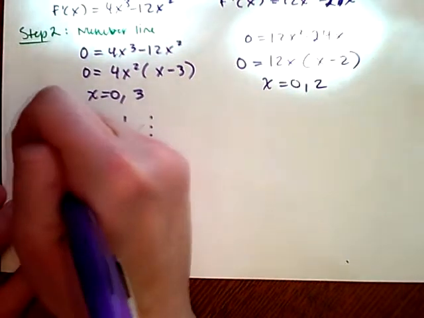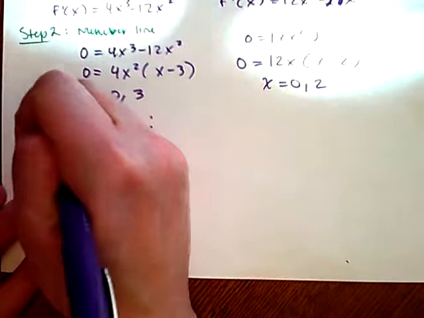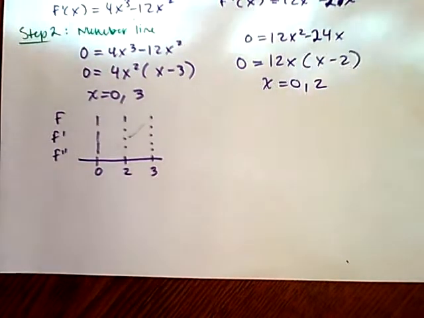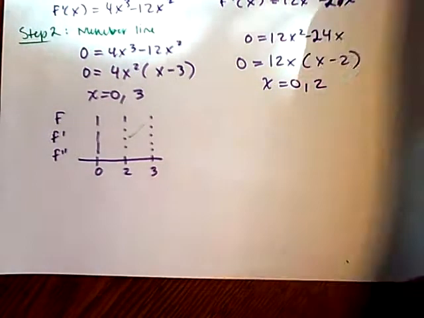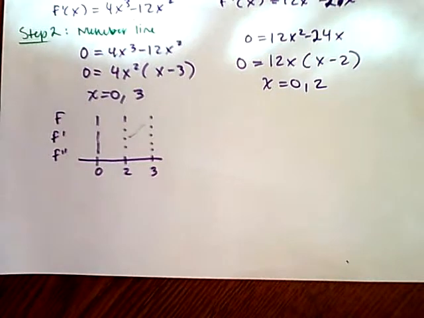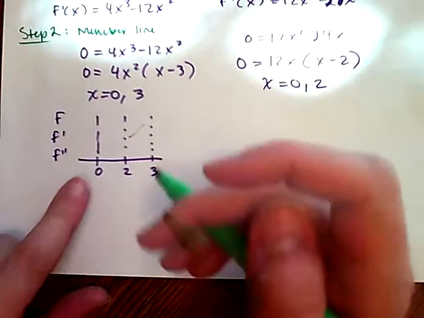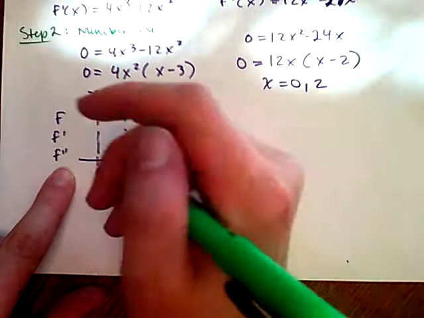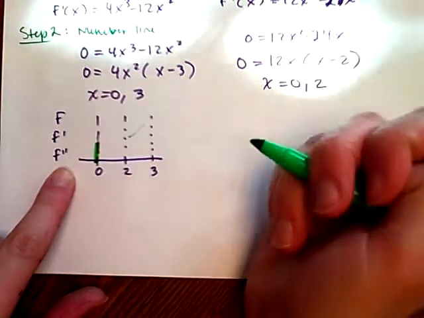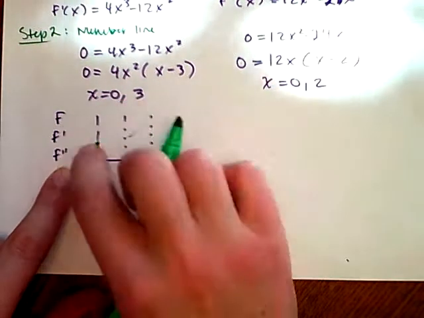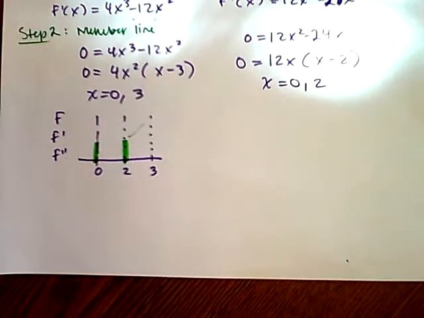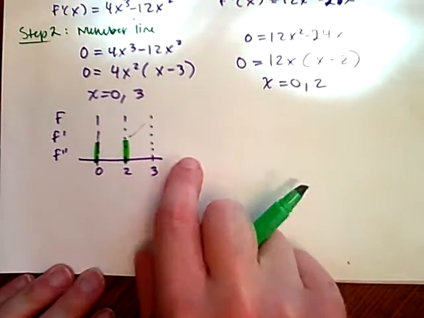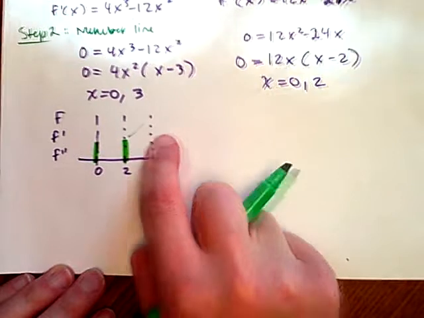I'm writing f double prime, f prime, and f. And so when I do my sign analysis, I need to be plugging back in. So I'm going to highlight, for f double prime, I really only need to check the sign change at 0 and the sign change at 2.